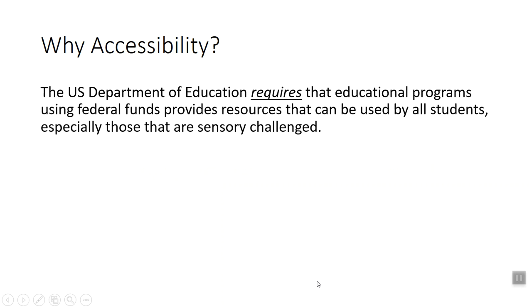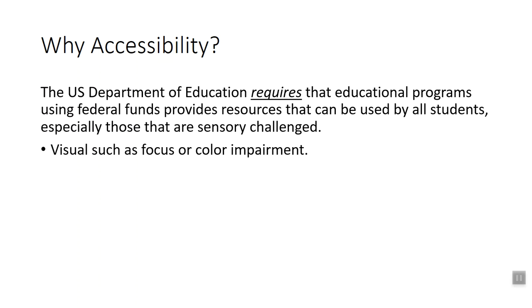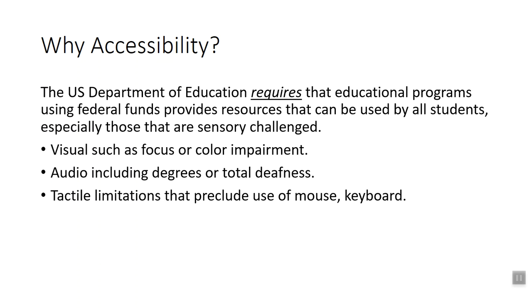First, you might ask, why accessibility? What's the rationale? The U.S. Department of Education requires that education programs using federal funds provide resources that can be used by all students, especially those that are sensory challenged. This includes visual challenges such as focus or color impairment, audio challenges including degrees of or total deafness, and tactile limitations that prevent or preclude a student from using the mouse or keyboard.